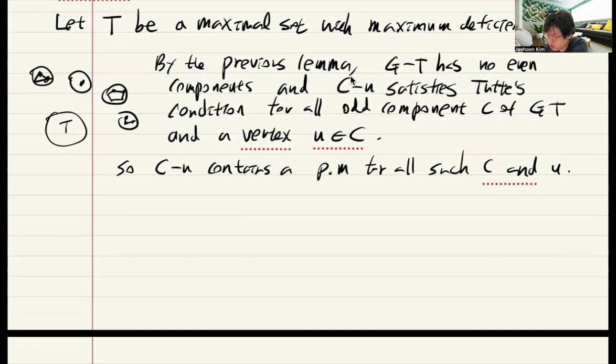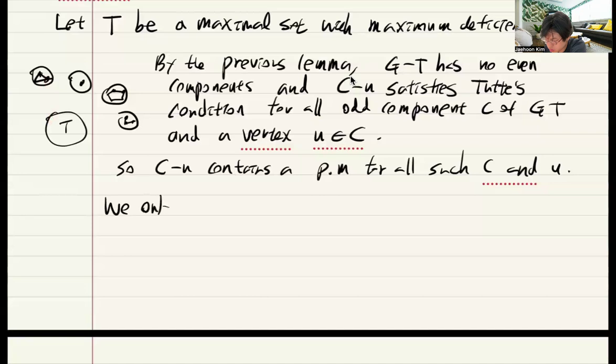Then what do you know? Now you just have to find the matching between this T and here. Because in that case, the remaining one contains a perfect matching, and here a perfect matching with one vertex missing. Then that already gives us a matching that misses exactly D vertices, as desired.